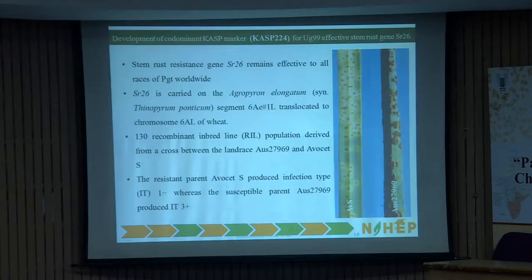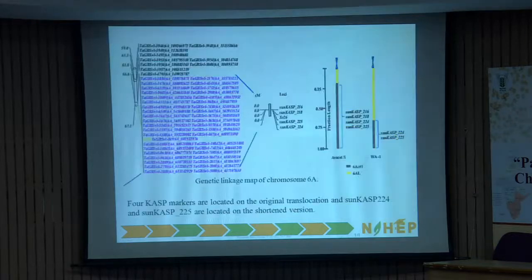One more mapping example, the identification of a marker. SR26 is a stem rust resistance gene which is effective against all the races of African Ug99, the most aggressive pathotype available until now, the TTKSK pathotype, as we call it. We had 130 recombinant inbred lines of this, where resistant gave a 1- reaction and susceptible was 3+. We wanted to identify a codominant SNP marker, repeatable across laboratories, for this gene. Then we sent that for TGBS.